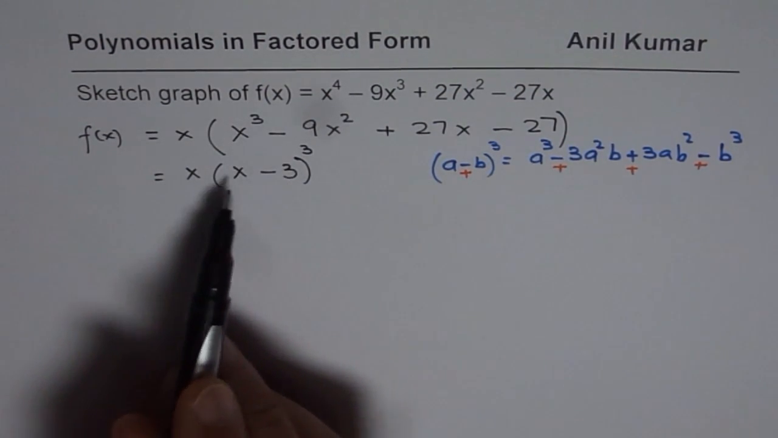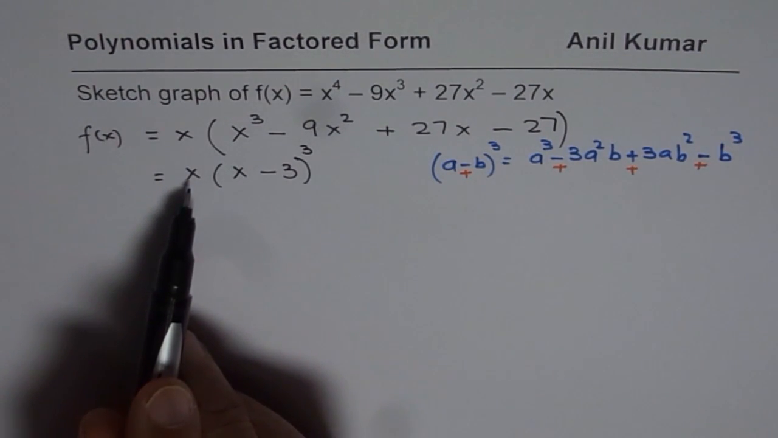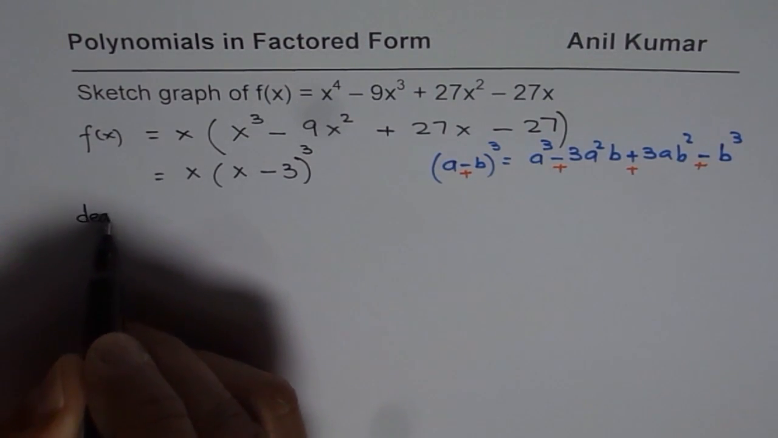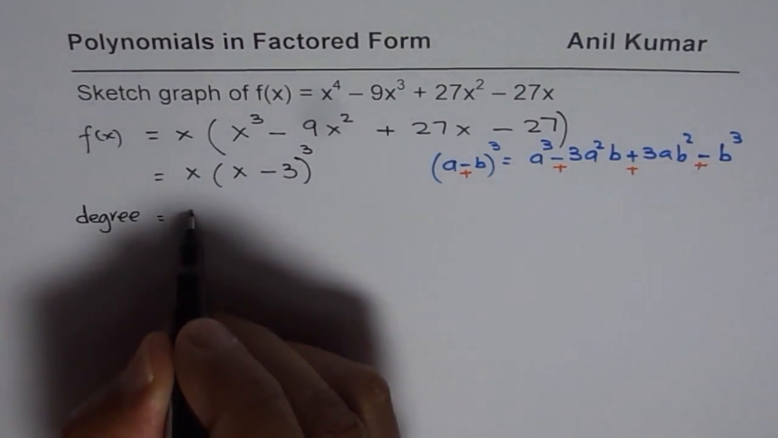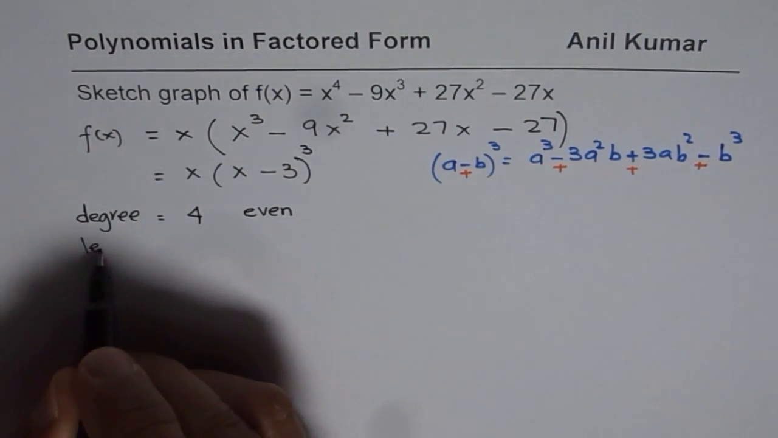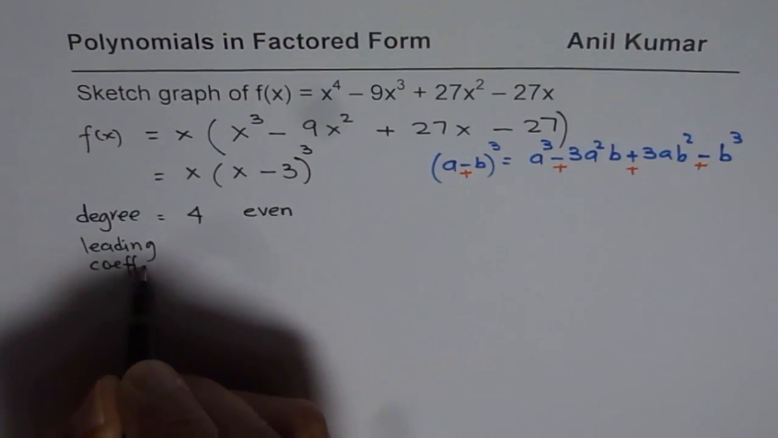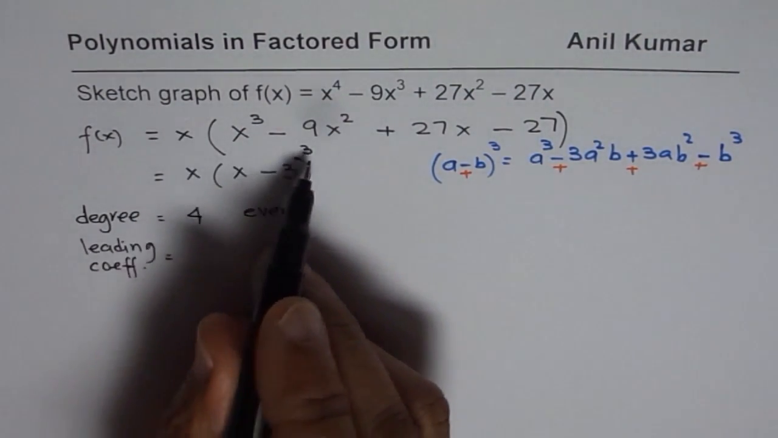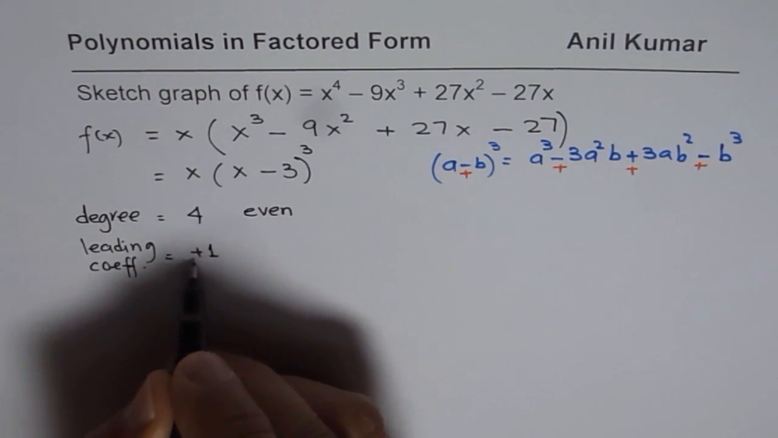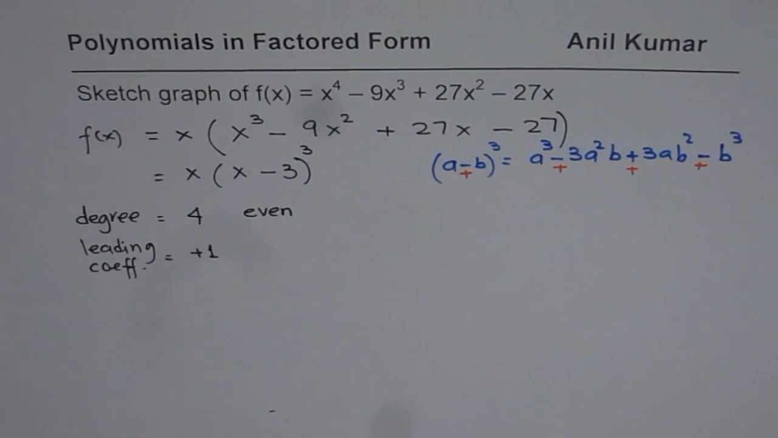So now when we need to sketch a graph in factored form, few things are important to take into consideration. One is, let's find the degree of the polynomial. Now in this case, degree is 3 plus 1, 4. So basically the degree is even, right? And then let's find the leading coefficient. The leading term is x cubed times x, which is x to the power of 4. It is positive 1, right? More important is positive.